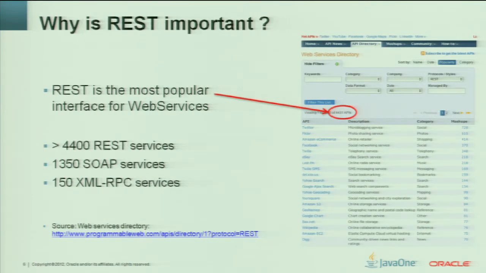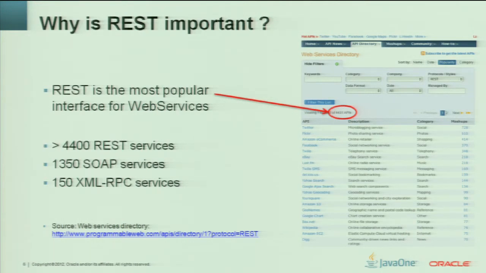So there's a nice page on the internet which is called programmableweb.com, which has a directory of RESTful web services. It has a directory of web services in general, but you can filter for categories and for protocols and styles. And if you go there, I did that a month ago or so, there were more than 4,400 REST services with all the who's who of the internet in the list.